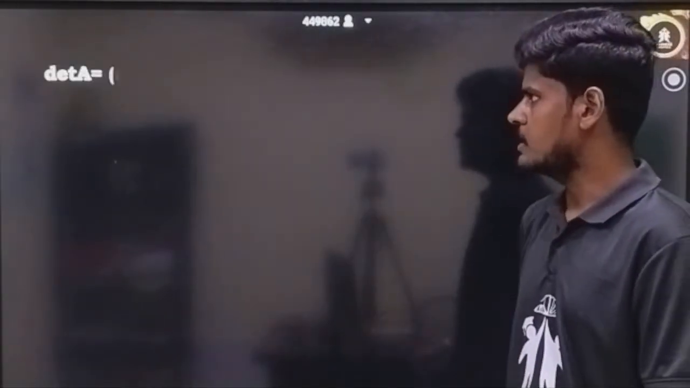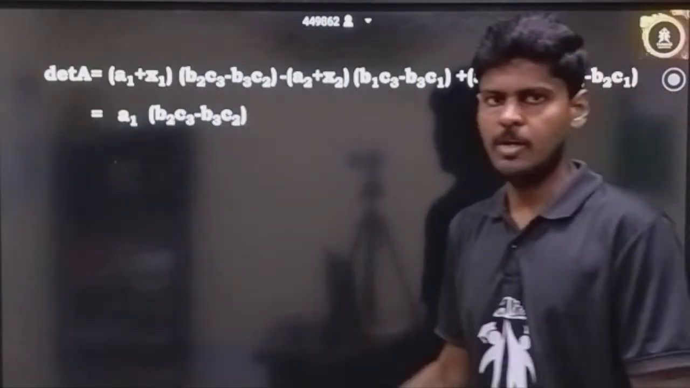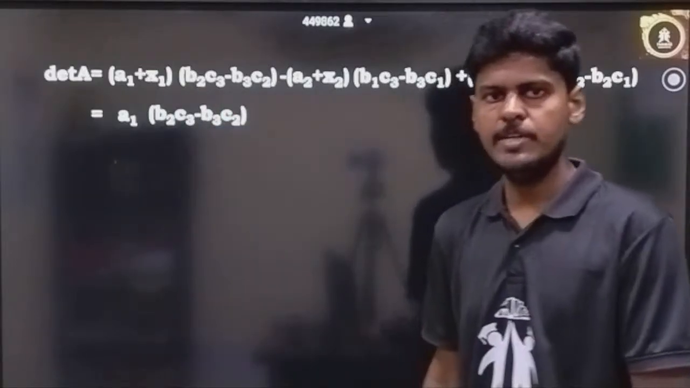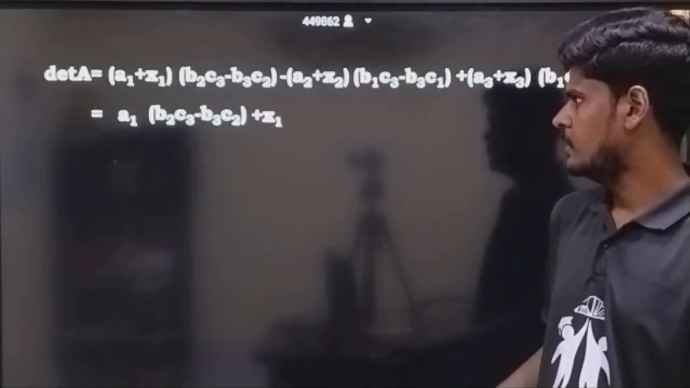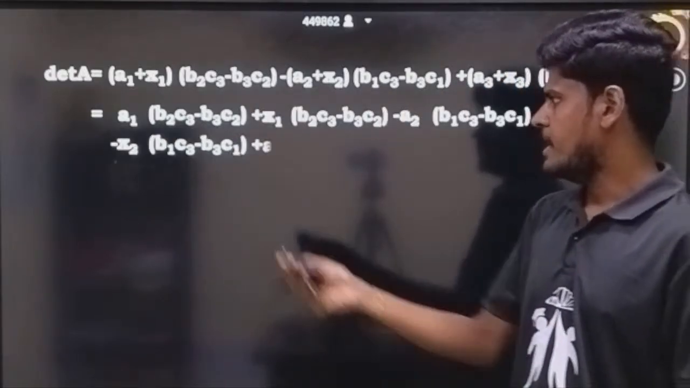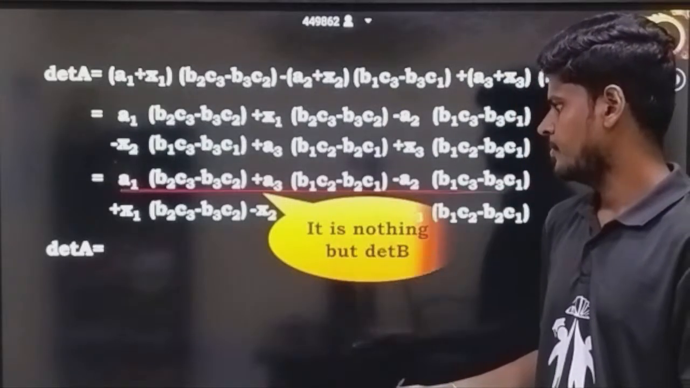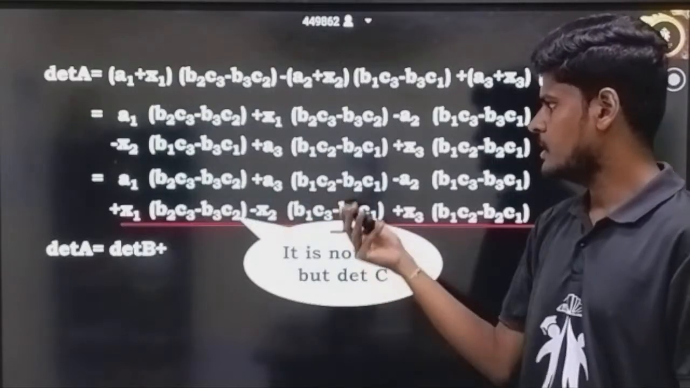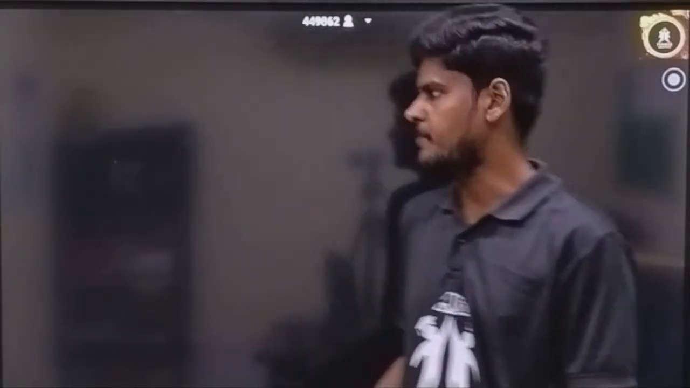Now we will try to evaluate these determinants. You already know how to evaluate them; find all the determinant values and see whether determinant B plus determinant C equals determinant A. So determinant A comes out to be this. Determinant A is nothing but determinant B plus determinant C. That is the proof for this property. When any row or column of a determinant can be expressed as a sum of two terms, the determinant can be expressed as the sum of two determinants.